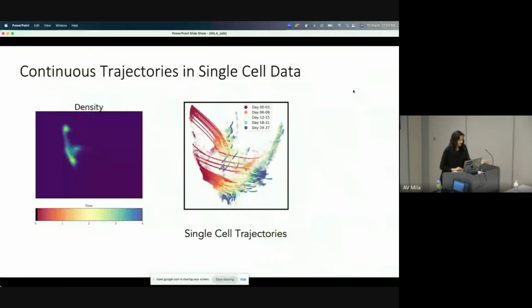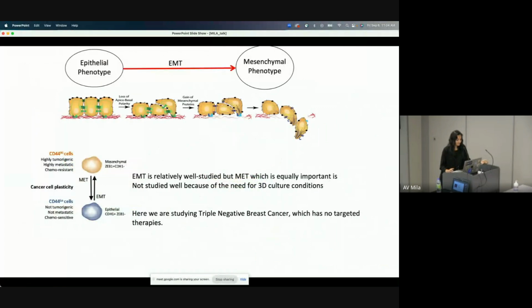So now that you have this and we've sort of validated it, you can actually transport your populations, and you get, at the end of the day, single cell trajectories that go from the beginning to the end time point. So we've been wanting to apply this to study disease, particularly cancer. One kind of cancer that we're studying together with our experimental collaborator is breast cancer.